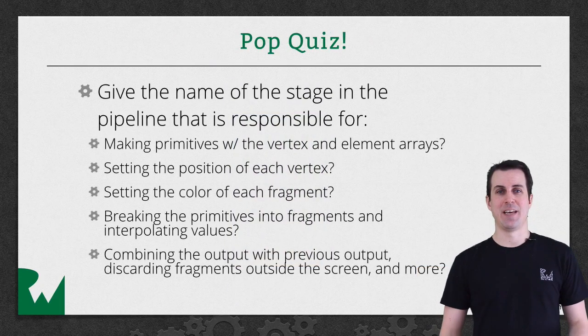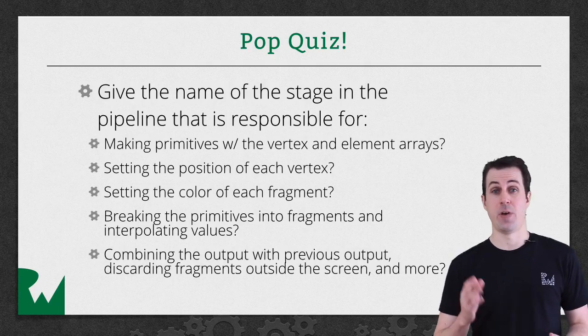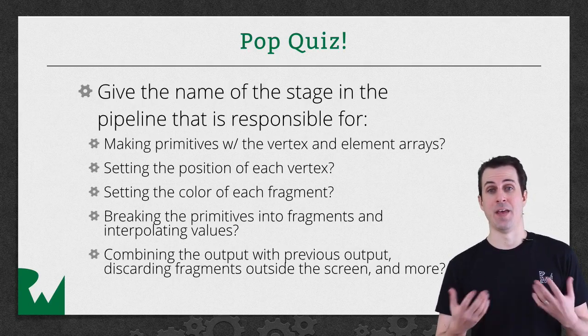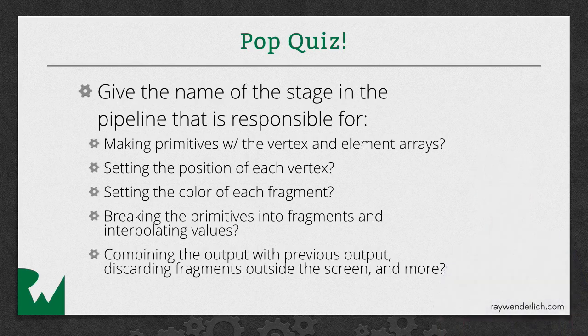All right, it's pop quiz time yet again. I want to make sure you guys understand these stages. So as always, I'll go ahead and read through the questions. Go ahead and pause the video, write down your answers, and then you can play again to see if you got it right. So first of all, please give me the name of the stage in the pipeline that's responsible for making primitives with the vertex and element arrays, setting the position of each vertex, setting the color of each fragment, breaking primitives into fragments and interpolating the values, combining the output with the previous output, discarding fragments outside the screen, and more. All right, go ahead and pause and then play again when you're ready.